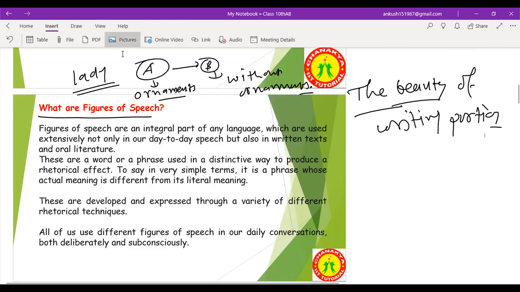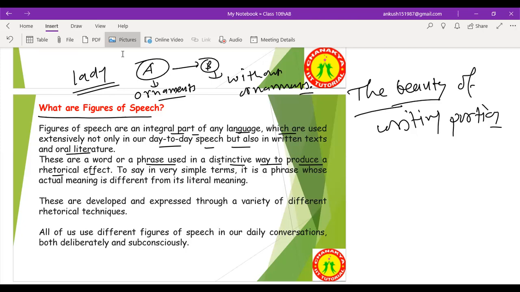Got it? So figures of speech are an integral part of any language, which are used extensively not only in our day-to-day speech, but also in written text and oral literature as well. These are a word or a phrase used in a distinctive way to produce a rhetorical effect. What is rhetorical effect? Rhetorical effect is something where things are not exactly done as they are represented. Understood? That is called rhetorical effect.